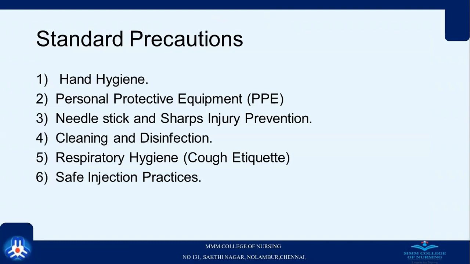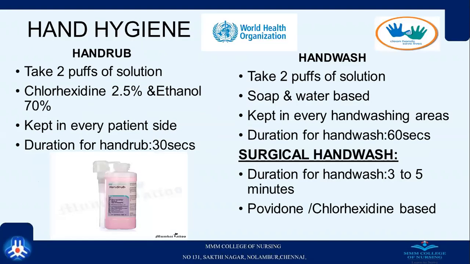What are all the elements of standard precautions? The first and foremost is hand hygiene, then personal protective equipment, needle stick injury and sharps injury prevention, cleaning and disinfection, respiratory hygiene, and safe injection practices. We'll see them one by one. First is hand hygiene.